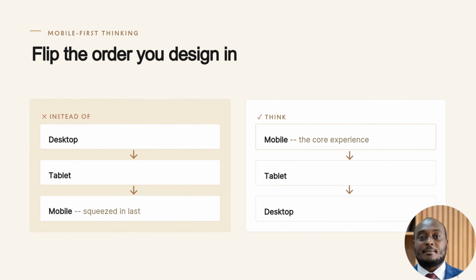The fix is a mindset flip. Most people design desktop first, then try to squeeze it down to tablet and mobile at the end, and mobile always loses. Flip it. Start with mobile as the core experience where space is tightest and decisions are hardest, then expand up to tablet and desktop. When you design for the hardest constraint first, scaling up is easy.